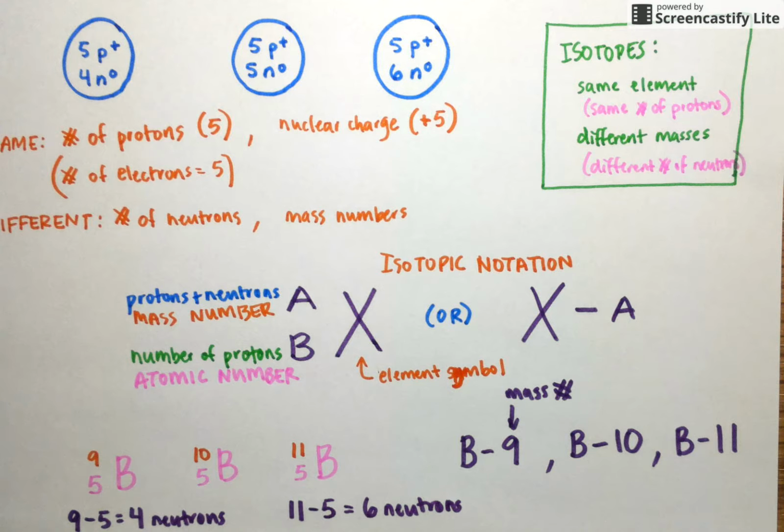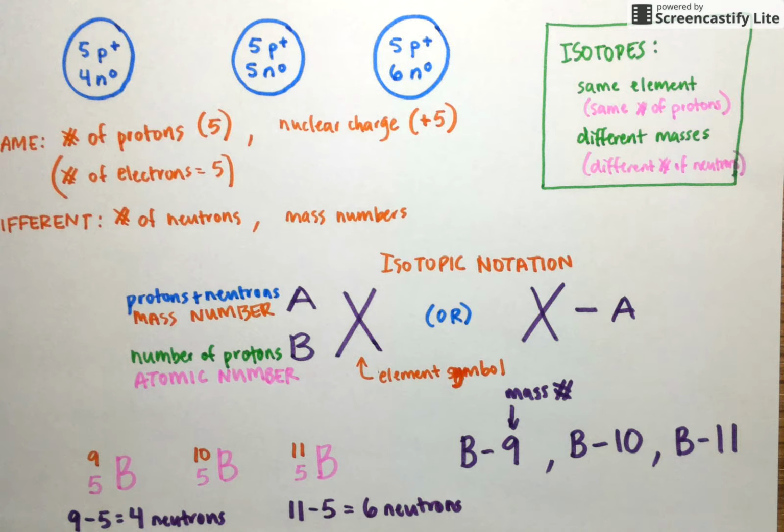This is another way of representing an isotope, saying that it's boron with a mass number of 9. So if I wanted to represent the second isotope of boron, I'd write boron with a mass of 10. The third one would be boron with a mass of 11. And here again, I can see that it matches my definition of isotopes of the same element because they're boron all the way across, but they've got 3 different masses.